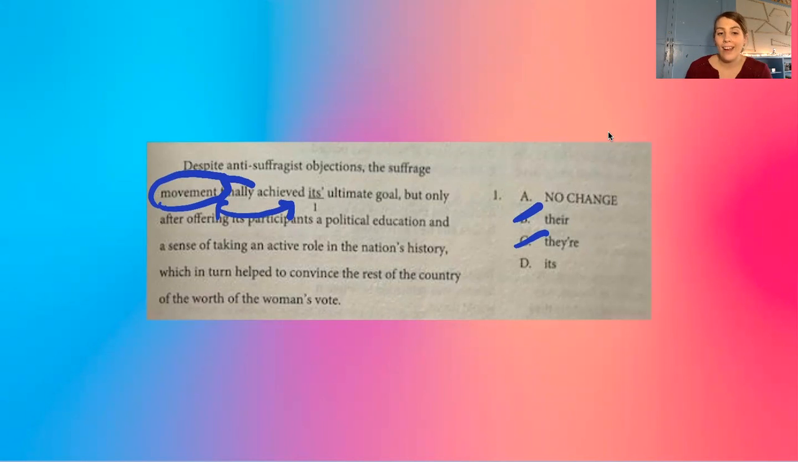So we can knock out the "theirs." We're either talking about its ultimate goal. Is this a description or is it possessive? Because it's possessive, it is the goal of the movement, then it's no change. It's already correct. It has the apostrophe that tells me that it's possessive of the goal. So my pronoun is correct. It's singular possessive. These are the types of problems that you will see that we're going to go through with agreement.